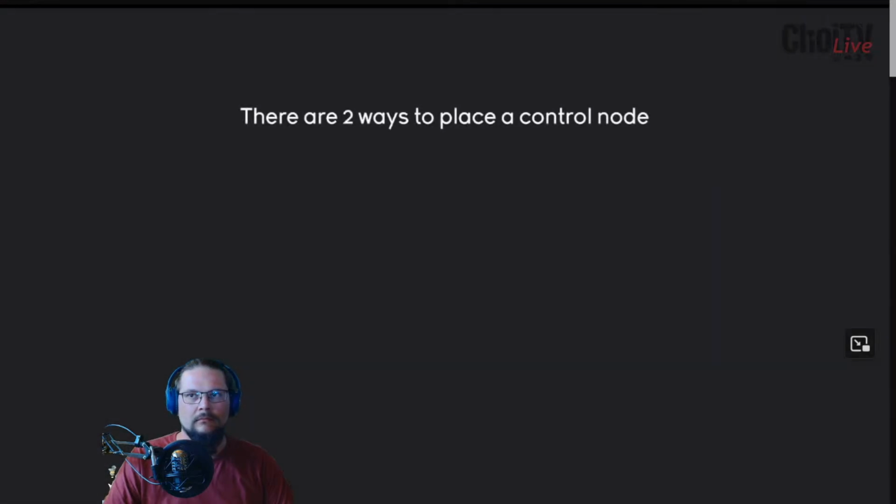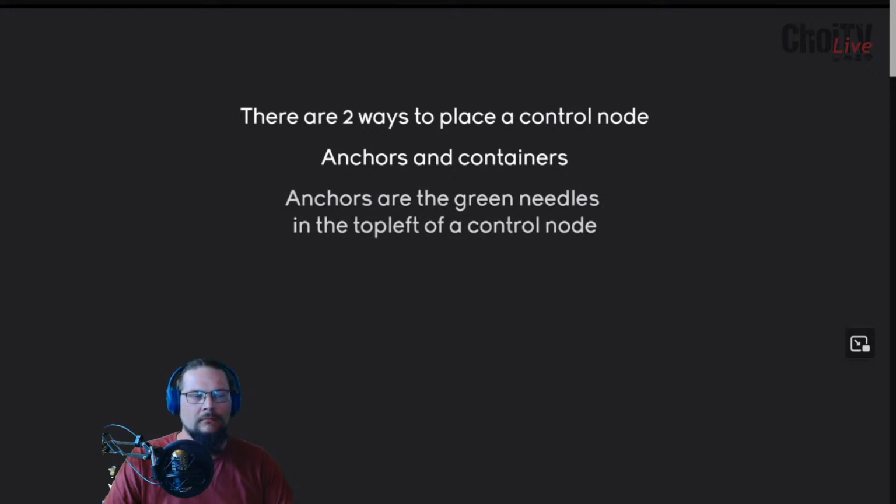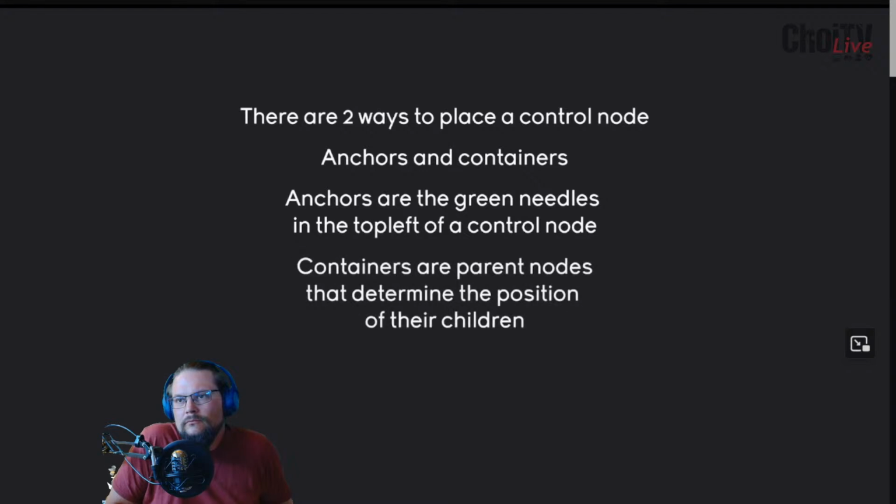Fundamentally, there are two ways to place control nodes. Those would be anchors and containers. Anchors are the green needles in the top left of a control node, and they determine what side the control node is sticking to. So it determines the position and the size. Besides that, you have containers, and those are parent nodes that determine the position of their children. For example, you could have a node that places all of their children in a vertical or horizontal layout. Those are the two major ways to place a control node, and that gives you a ton of control over how you're placing UI elements.